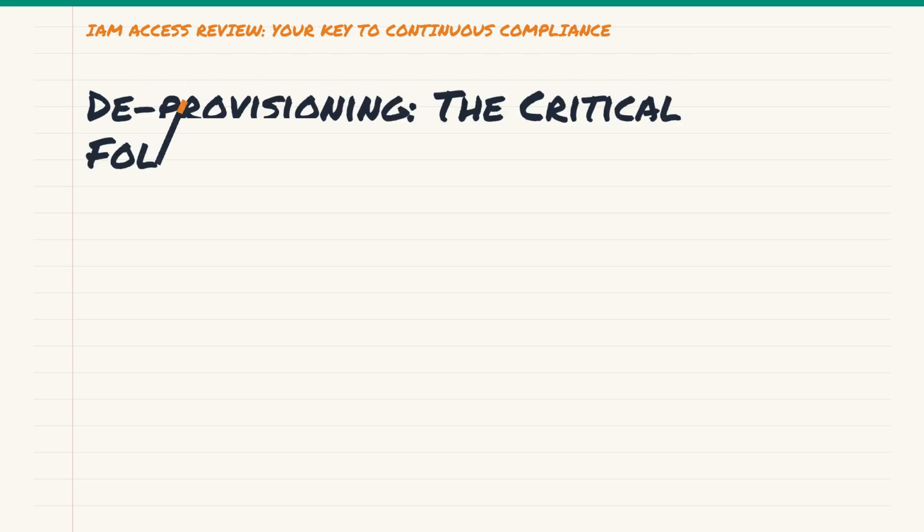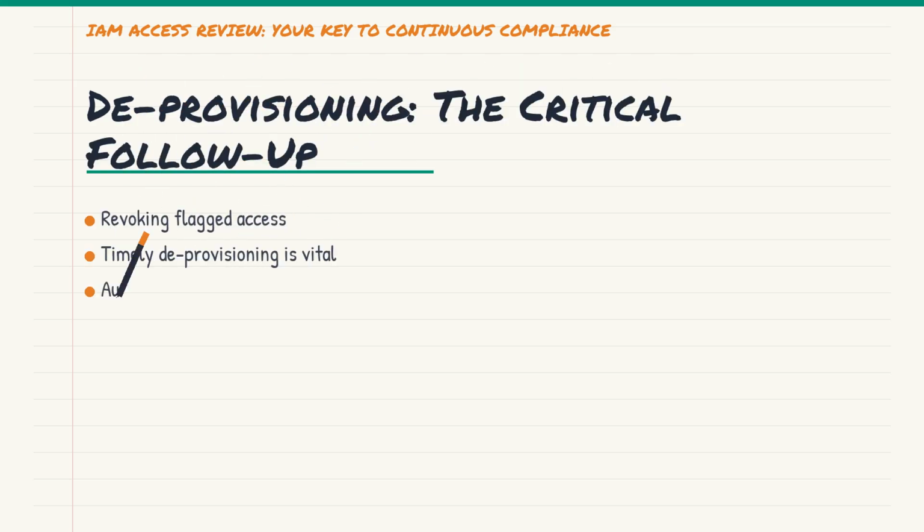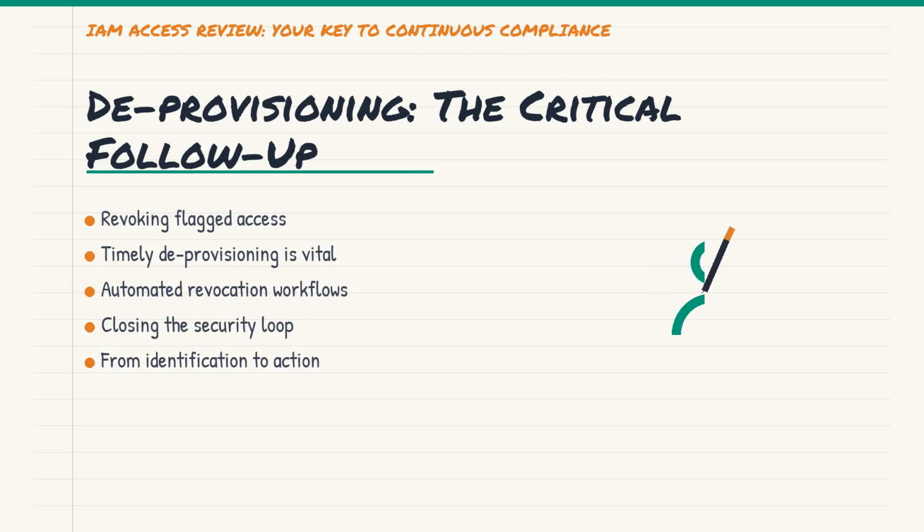We've talked about identifying inappropriate access. But what happens after it's identified? This is the deprovisioning step, and it's often the weakest link. If access is flagged as unnecessary or risky, there must be a clear, timely process to revoke it. This could involve automatically generating a ticket for IT to disable the account, or even directly calling an API to remove the entitlement. Without effective deprovisioning, the entire access review process loses its punch. It's about closing the loop and ensuring security.